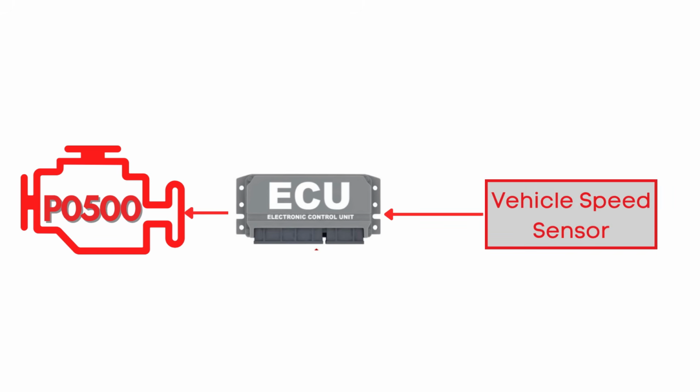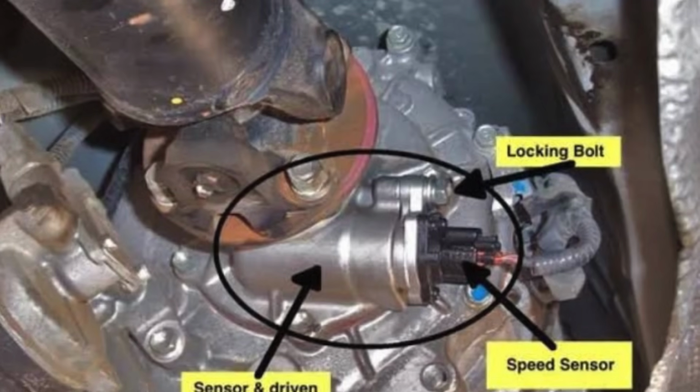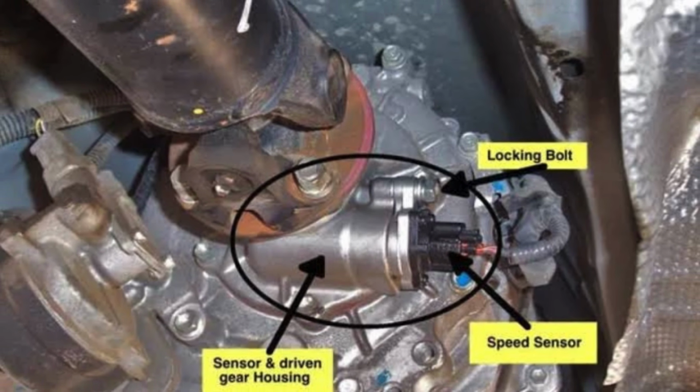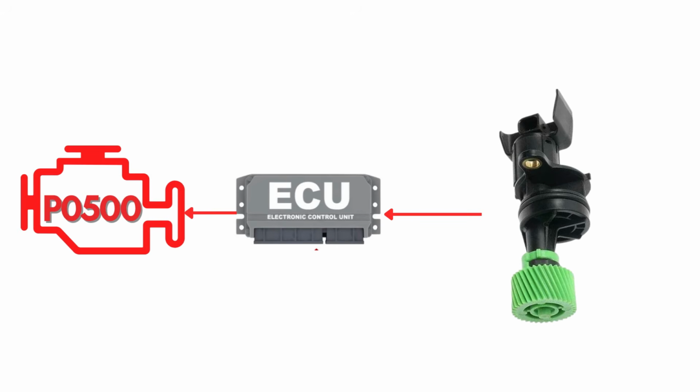The P0500 code is set when your vehicle's Engine Control Module, or ECU, detects a problem with the signal coming from the vehicle speed sensor. If the vehicle speed sensor signal becomes missing, out of range, or intermittent, the ECU can no longer accurately determine how fast the vehicle is traveling. Since many engine and transmission functions rely on accurate vehicle speed information, the ECU recognizes the signal as abnormal. When that happens, it stores the P0500 trouble code to let you know there's a problem with the vehicle speed sensor circuit.